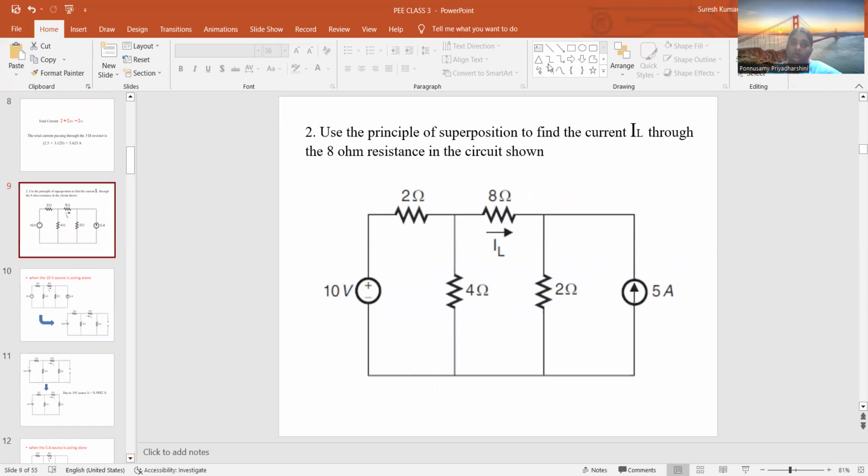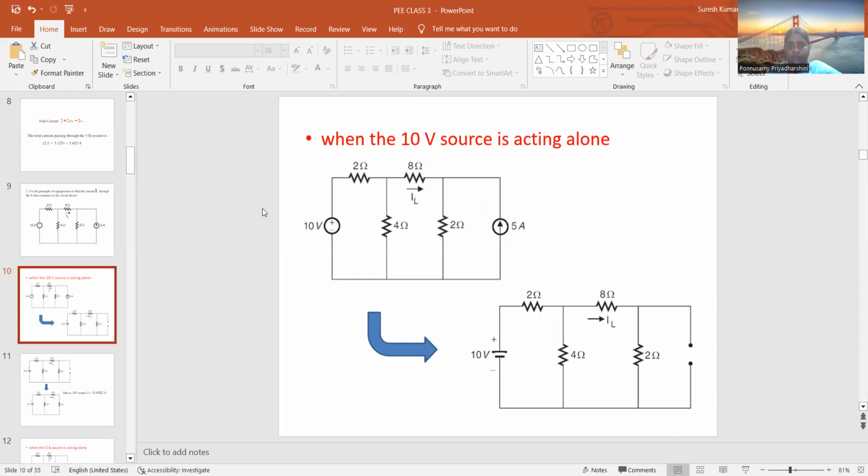The next is to use the principle of superposition and find the current IL through the 8 ohm resistance in the circuit shown. So we are asked to find the current flowing through the 8 ohm resistor. Here also we have two sources, one is the 10 volt and the other is the 5 amps. So it is the same procedure, but the number of paths is going to increase. If I am using only the 10 volt source, I have to open circuit the current source.